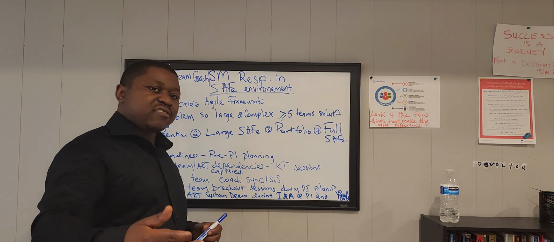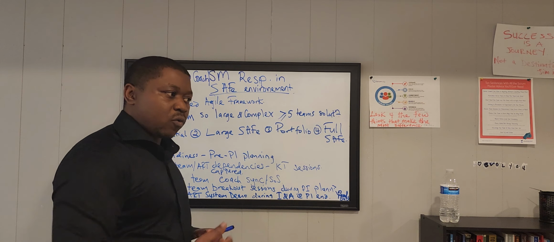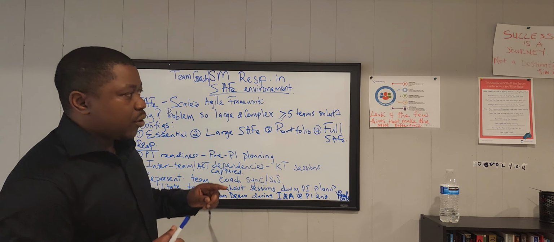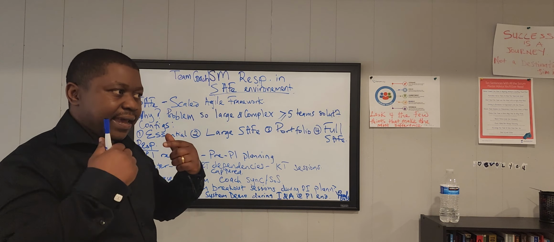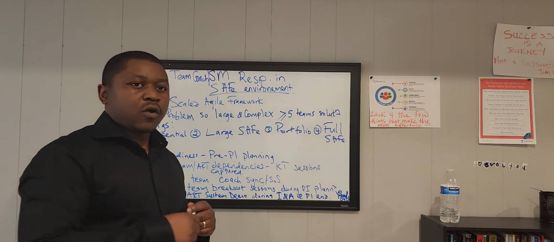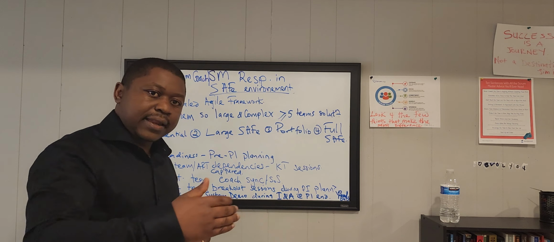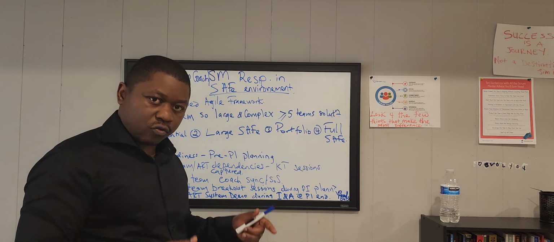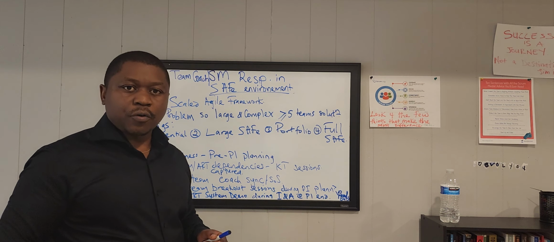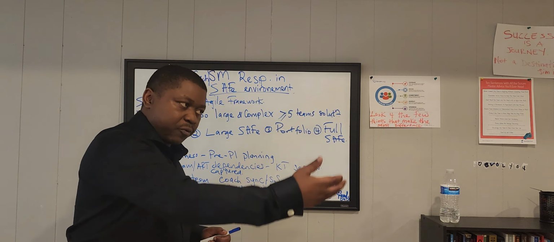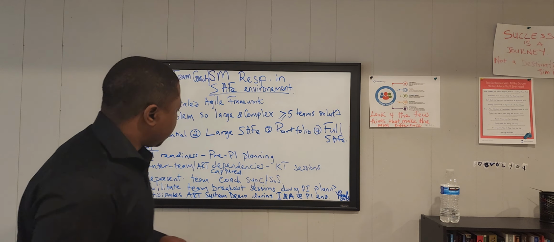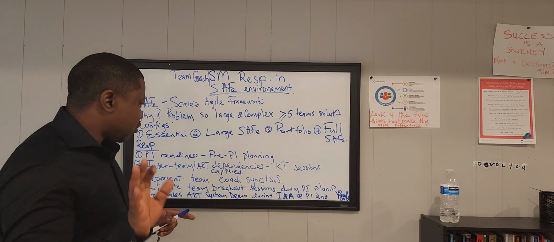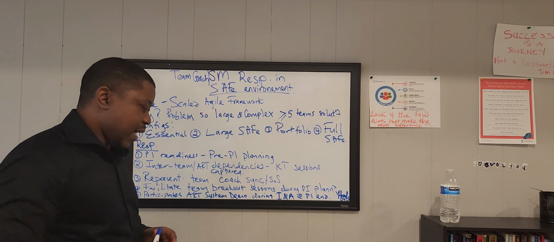So before the PI starts, I make sure that I have a one-on-one with my PO to make sure we already have an idea of what initiatives we're going to be working on, and we are breaking down those initiatives into epics, and from epics into stories, and populating our product backlog, and we use Jira as our tool. So I make sure that happens before going into the PI.